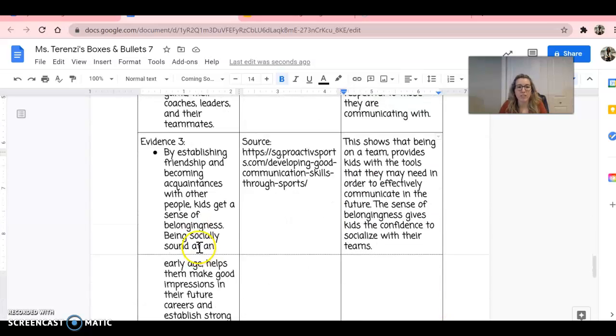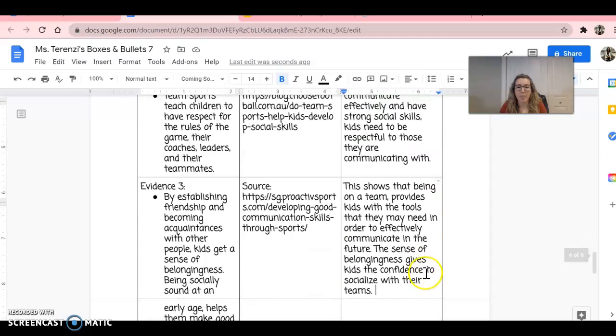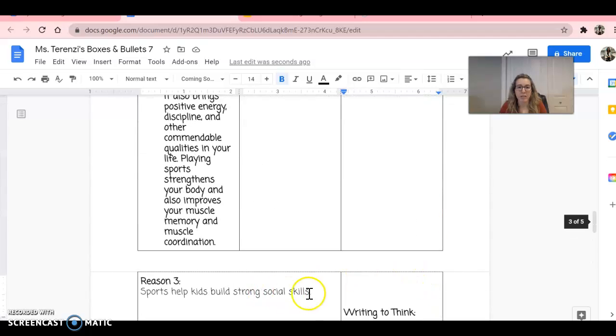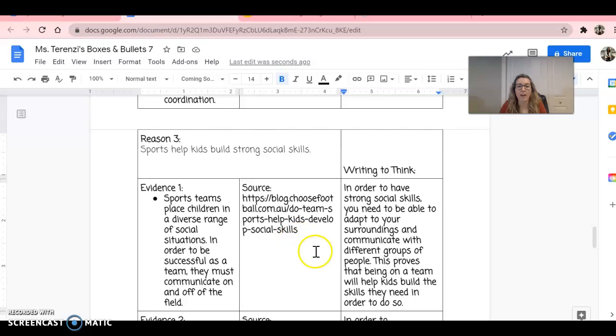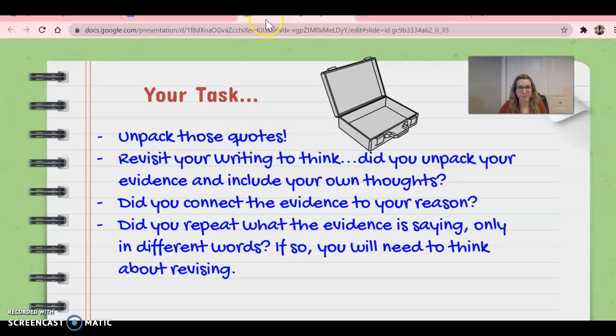So what I've done is I've looked at my evidence and I've unpacked my evidence to show that it relates directly back to my reason without being too repetitive. That is the key. Always think, am I saying the same thing in different words? If you are repeating the same thing, just rewording it a little bit, that's what we want to try to avoid. We want it to be your own thoughts, your own inferences that you've drawn from the evidence, okay?